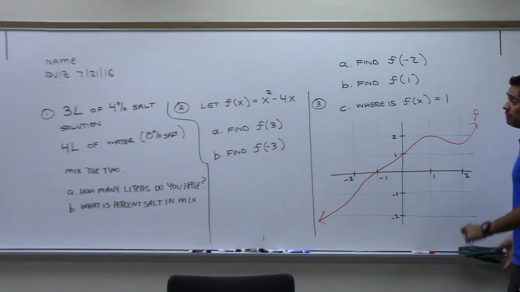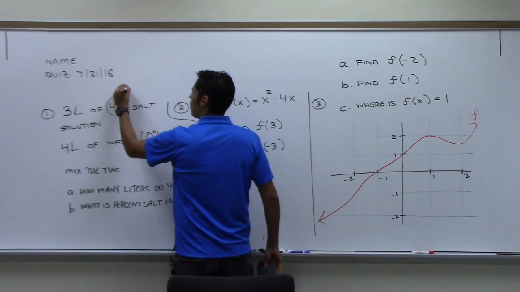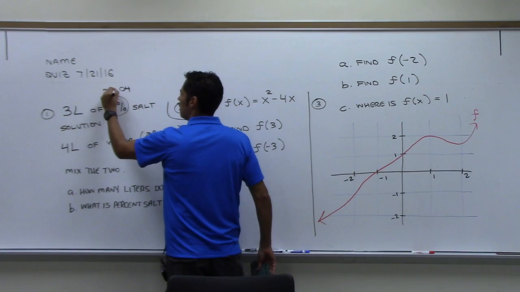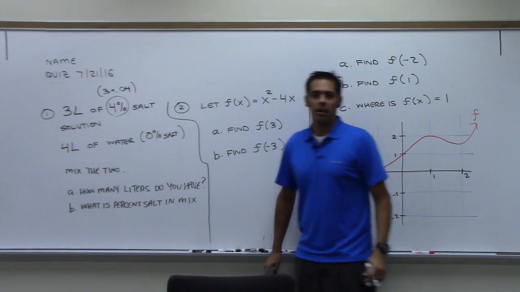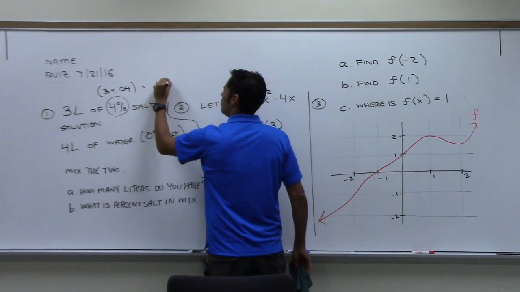All right, so the first one, you're going to take this, you're going to convert it to a decimal, 0.04. You're going to multiply it times 3. That's going to tell you how much salt you have, right? So what is that? 0.12. So you have 0.12 liters of salt.